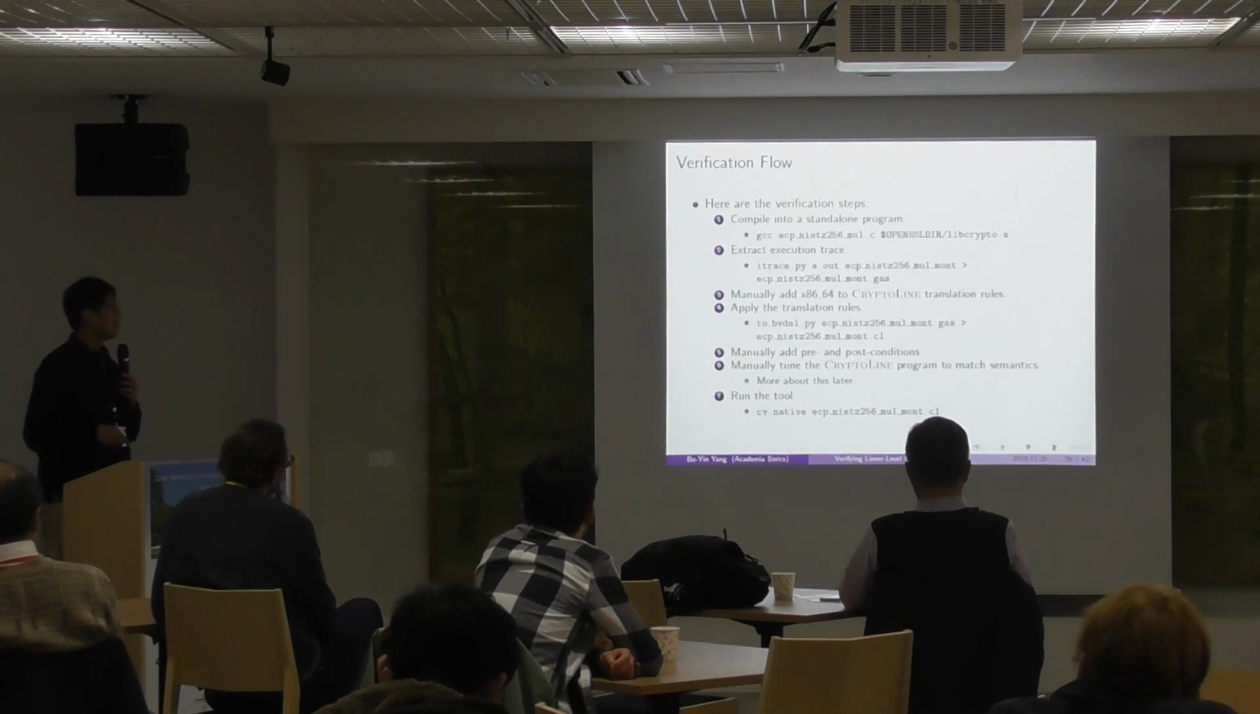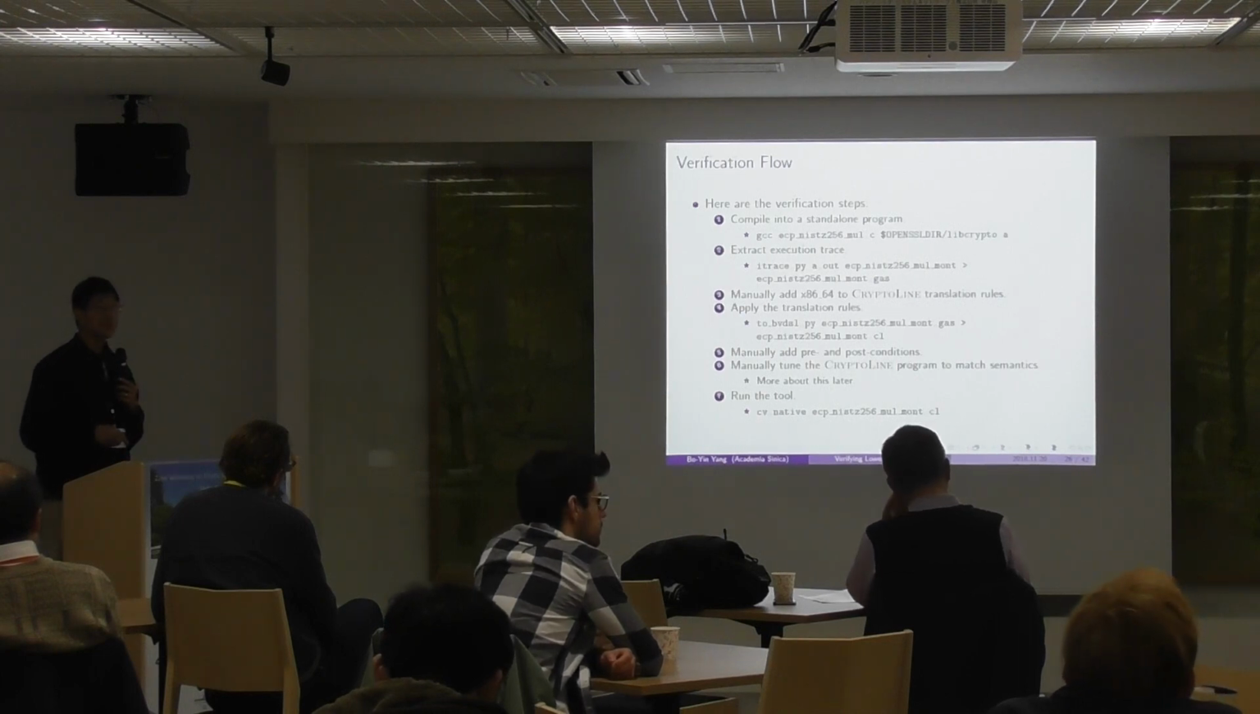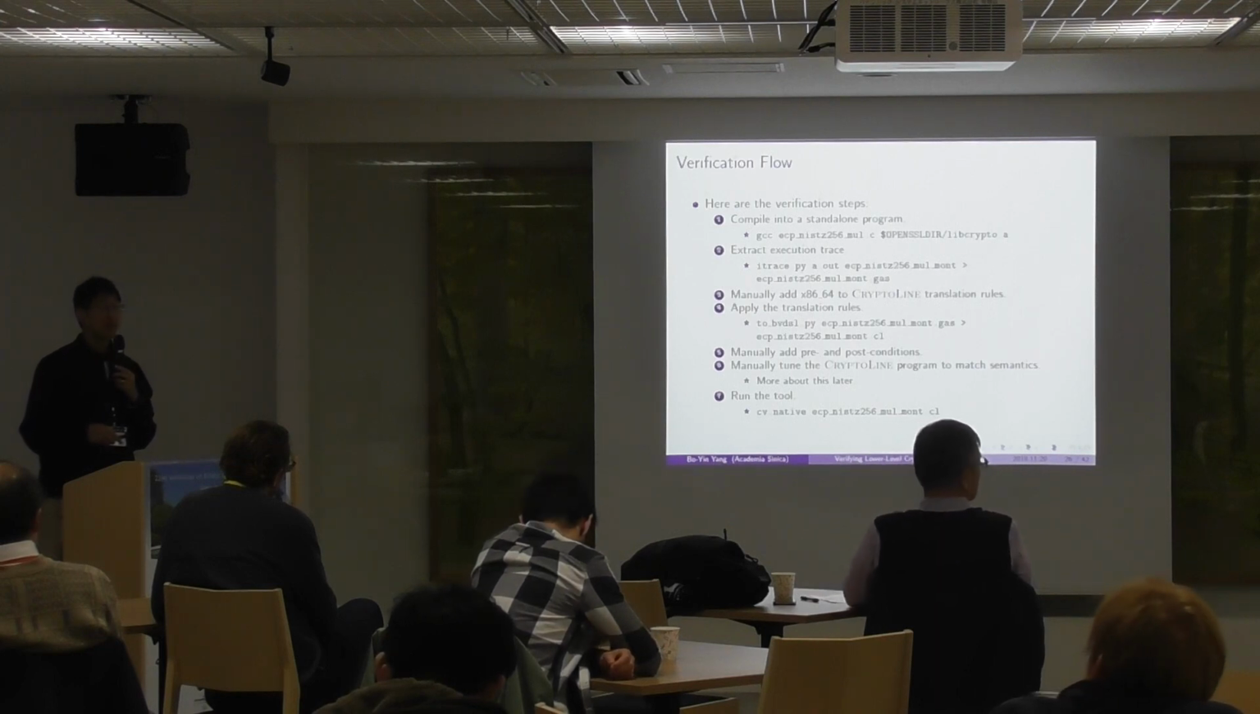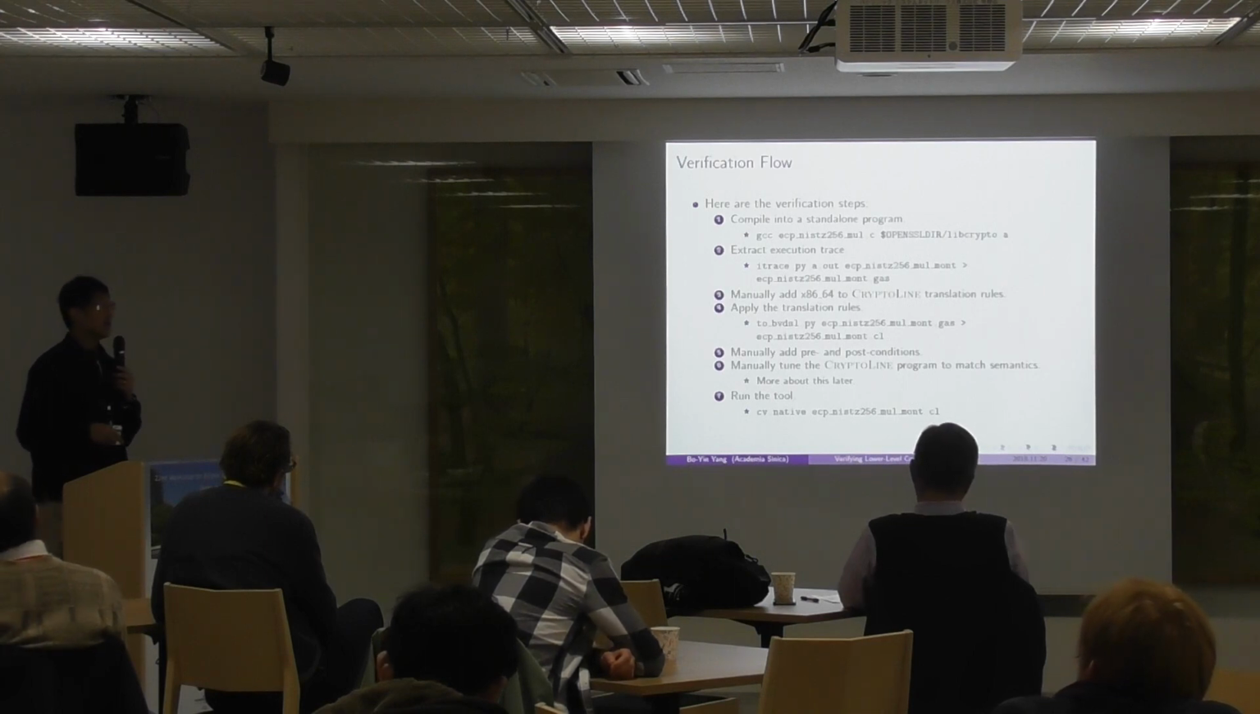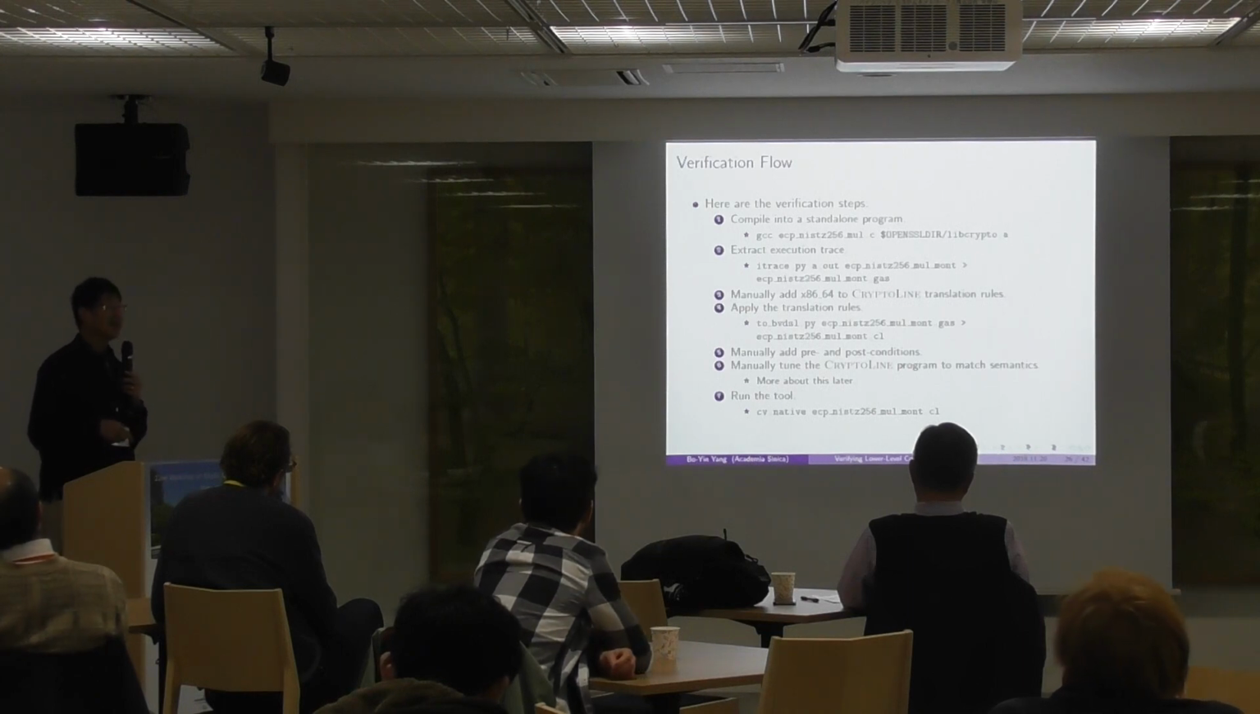And we add pre and post conditions. Finally, we need to tune the CryptoLine programs so that they match the semantics and what we know about the crypto program. And finally, we run the tool. When the tool fails, there is an option to emit the input values, which tells you the result is wrong. So in the case where there is overflow or underflow, the result will tell you what inputs make the result wrong.